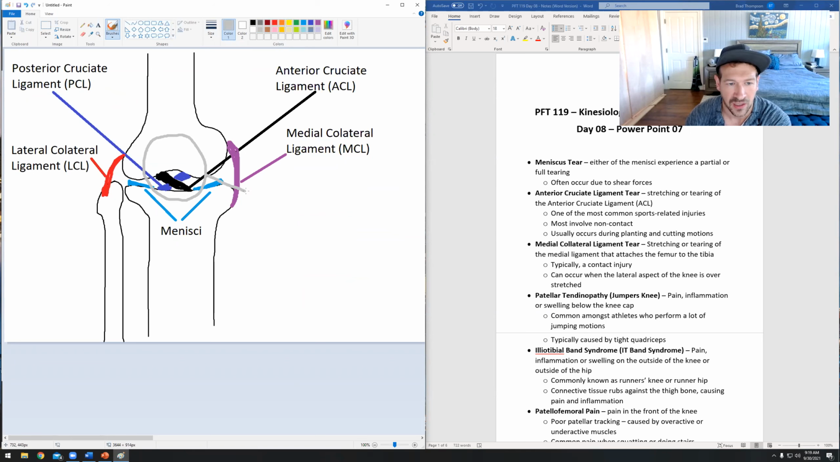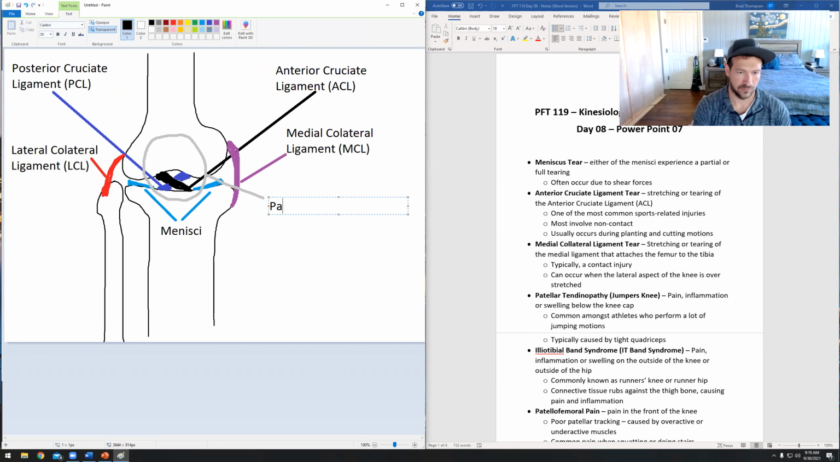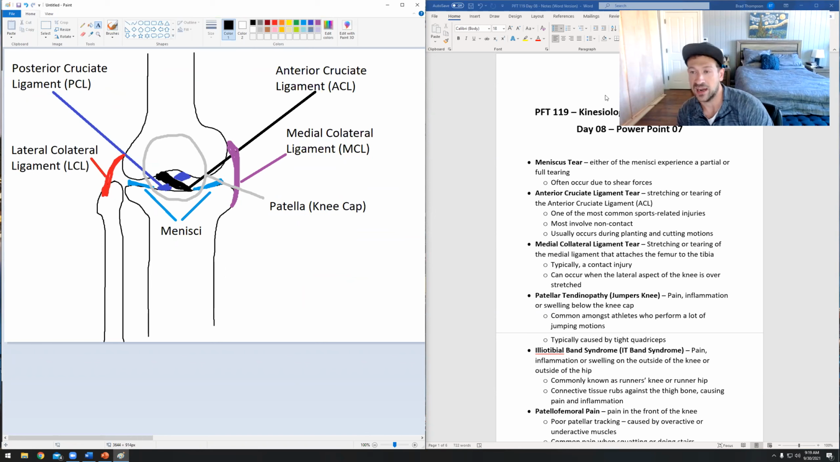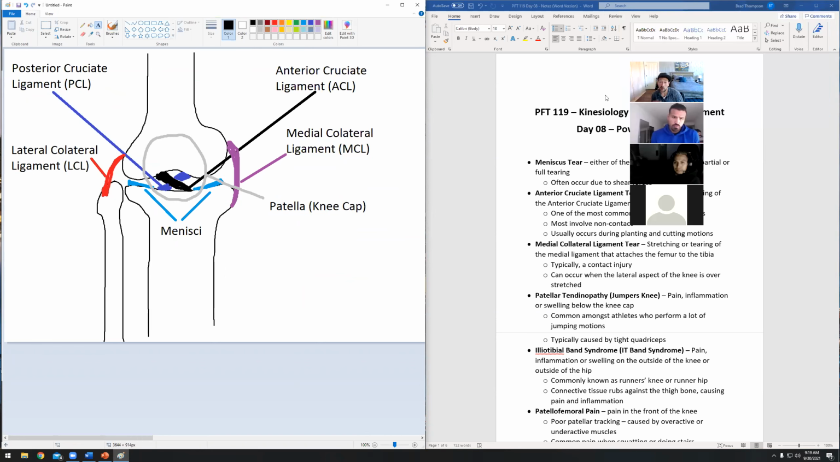That's the patella, or kneecap. So it lives over top of all this. It sits there, and we'll talk about why that's so important in a little bit. But that kneecap needs to get out of the way when we're moving our knee through different ranges of motion.